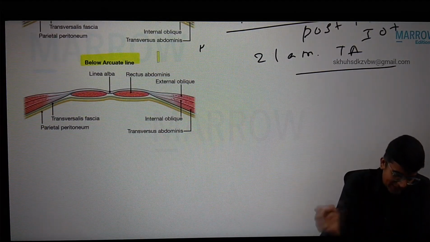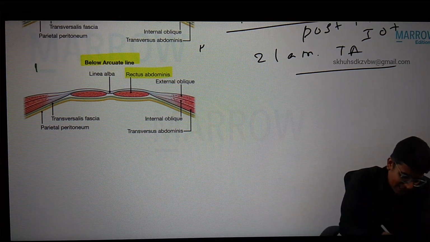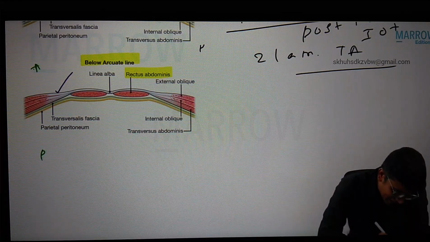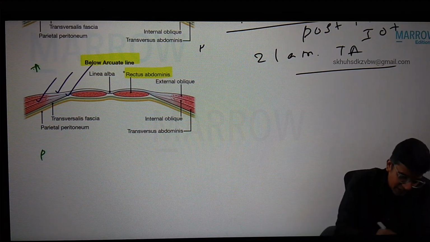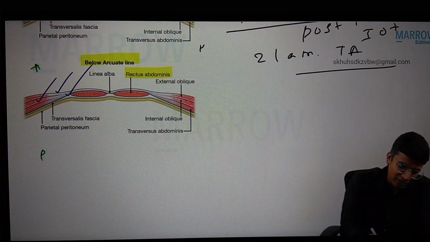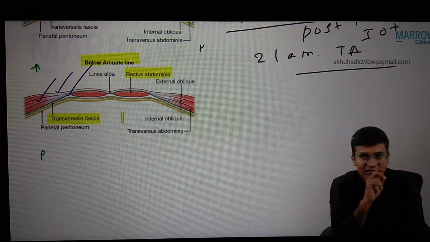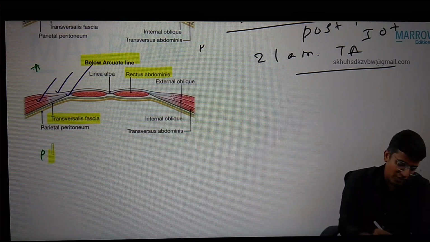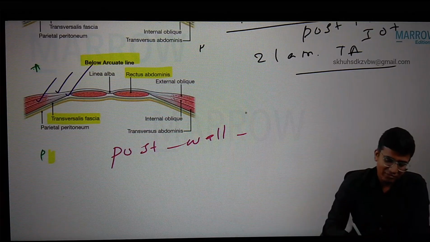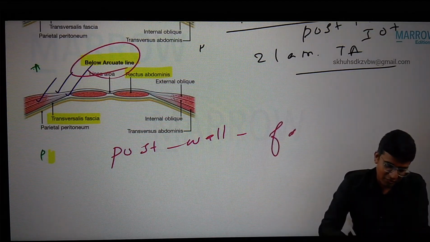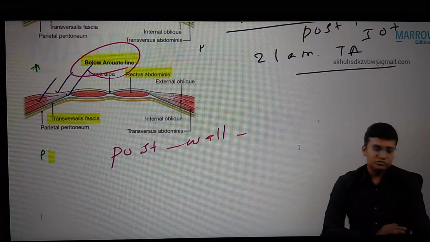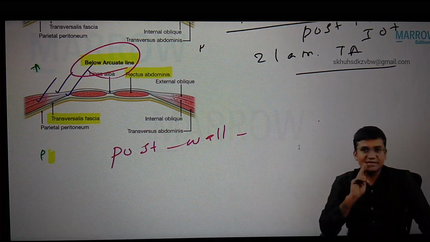Now below the arcuate line, see the diagram. This is front side, anterior, and this is back side, posterior. Now your external oblique, internal oblique, transversus abdominis, they're all forming the anterior wall only. In the posterior wall, what do we have? Nothing, only one fascia. Which fascia? Fascia transversalis. Okay, so the posterior wall of the rectus sheath below the arcuate line has only one fascia. What fascia? Fascia transversalis. Okay, so all the remaining lamellae are going to the front side, the anterior wall.